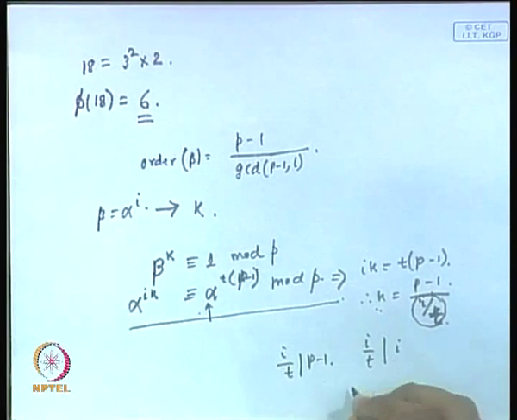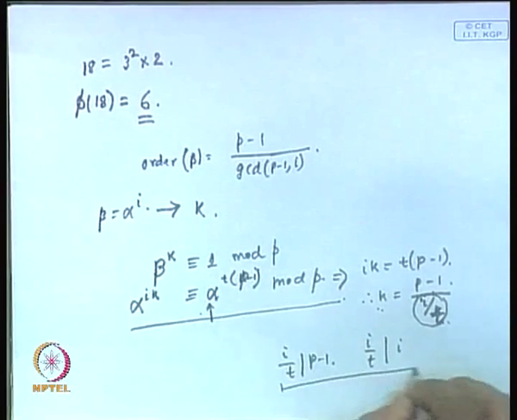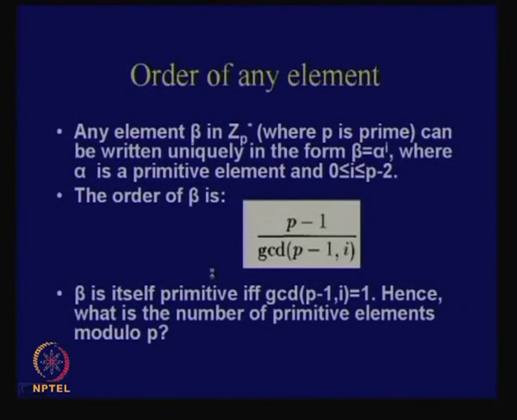So therefore, since the order is actually the least such number, this denominator has to correspond to the greatest common divisor of p minus 1 and I, okay? Because the order is the least such number, right? So therefore, it is equal to p minus 1 divided by the greatest common divisor of p minus 1 and I, okay? So this you can prove in any other ways also. So this is just one sample proof.